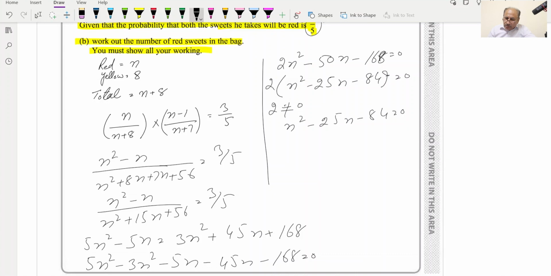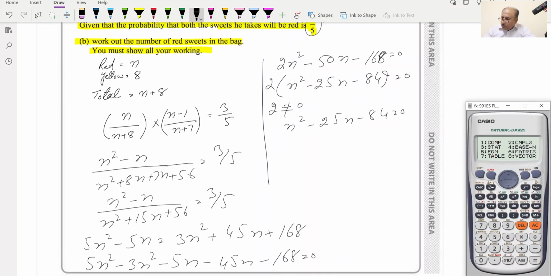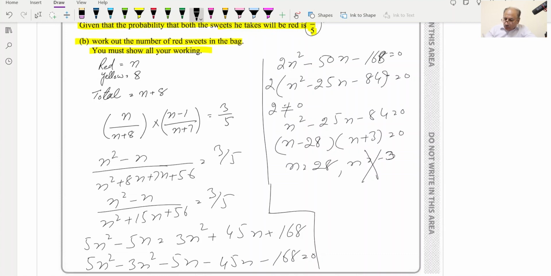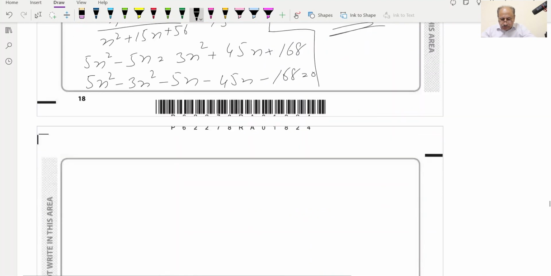Now this is a quadratic equation. We can factorize it. The coefficient of n squared is 1, the coefficient of n is minus 25, and the constant value is minus 84, and this will give us 28 and minus 3. So we can write n minus 28 and n plus 3 is equal to 0. So n is equal to 28 and n is equal to minus 3. The n value, the number of red sweets, cannot be negative, so we have ignored that one. So n will be equal to 28. This will be our final answer to this question.